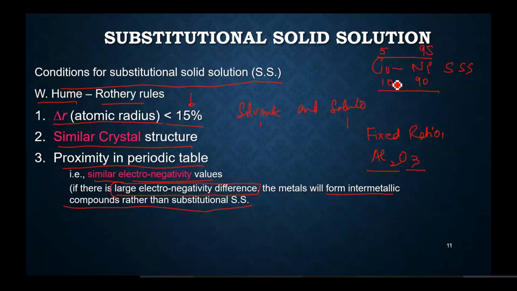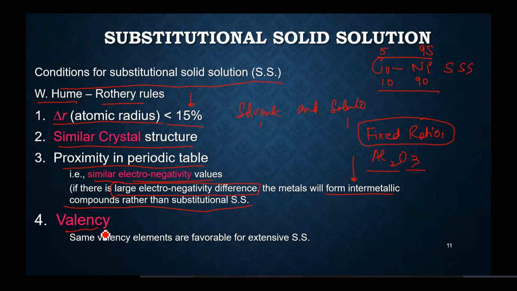There is no restriction on the amount, although there is a restriction, but there is no fixed ratio in which this solid solution would form. But in terms of intermetallic compounds, there is a fixed ratio that the elements would have to follow. The fourth condition is valency. Same valency elements are favorable for extensive solid solution. If there are similar valencies, it is highly probable that there could be a large amount of substitution that could take place.